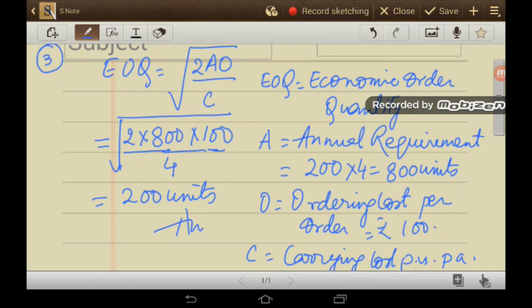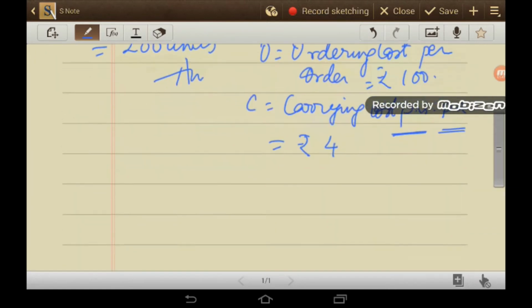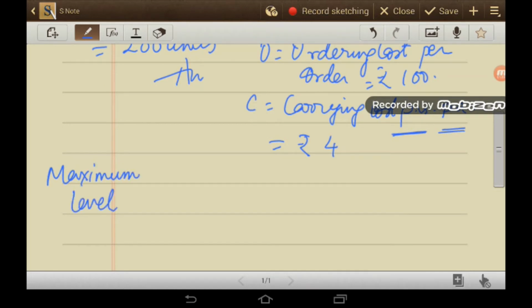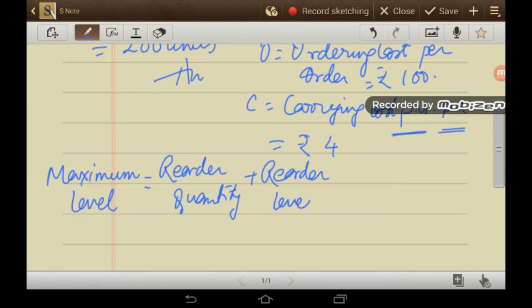The next is the maximum level. So maximum level is equal to reorder quantity plus reorder level minus minimum usage into minimum delivery period.